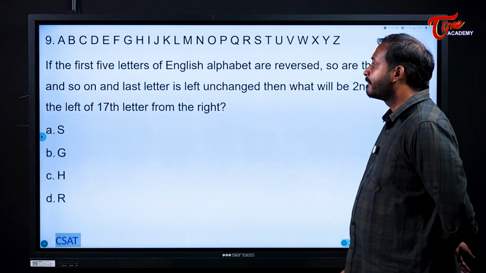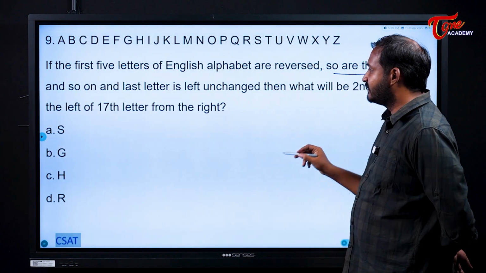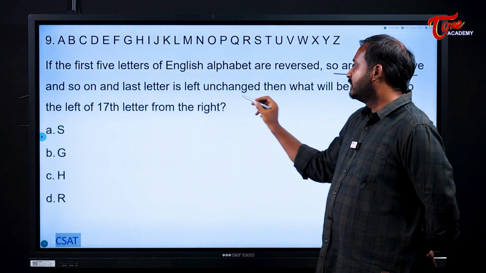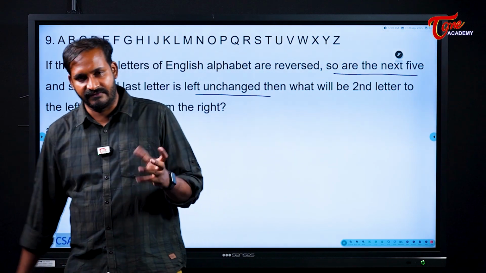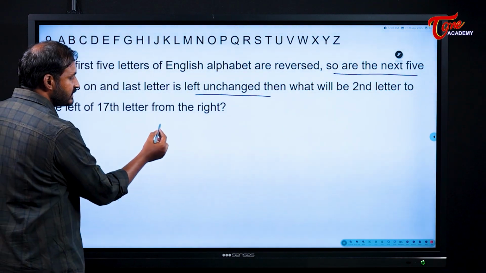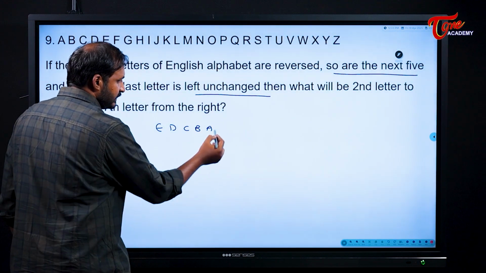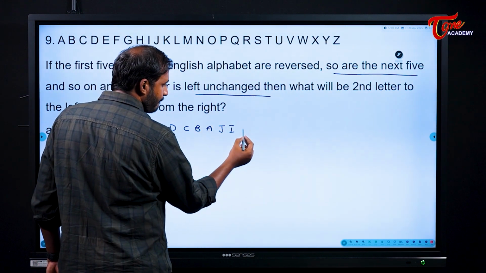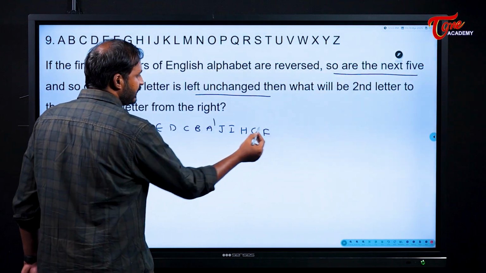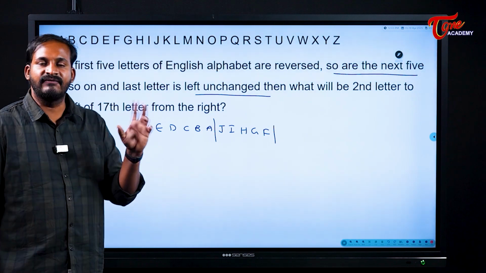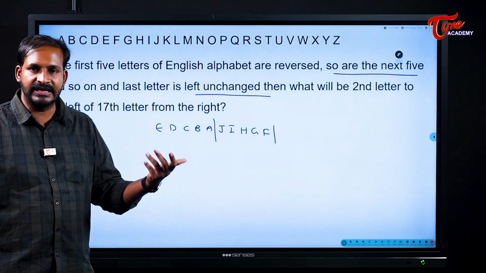Next one. If the first 5 letters of the English alphabet are reversed, so are the next 5 and so on, and the last letter is left unchanged, then what will be the... Okay. Now see here, 5 letters are reversed. That means E, D, C, B, A. Next, J, I, H, G, F, like this. 5 letters are reversed and the last one is left unchanged. That means up to 25 we can reverse. When it comes to Z, it is left unchanged. That means Z is Z only.